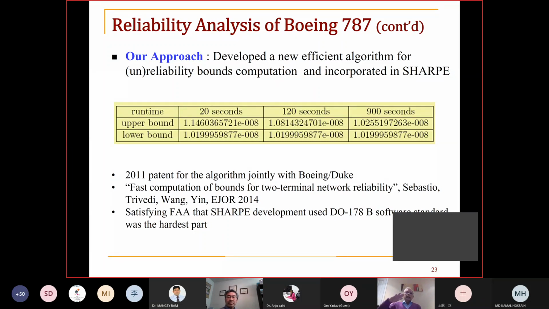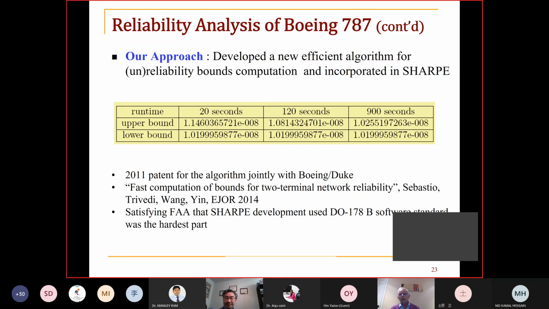So Boeing sends me a thick book, about 600 pages, of this DO-178B standard, and asked me if SHARPE was developed using this standard. I never heard of this standard before, and probably 50 different students and postdocs have programmed parts of SHARPE. So it seemed we had solved the problem, but not really.